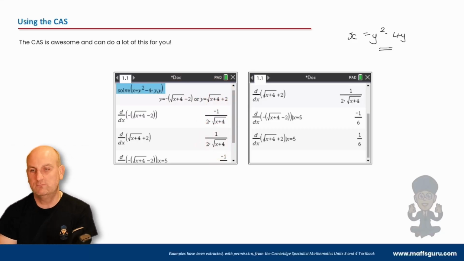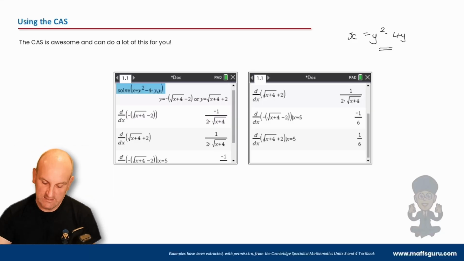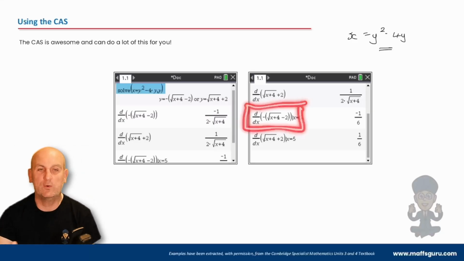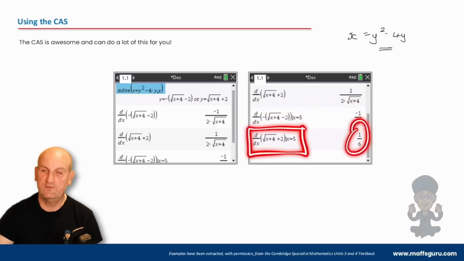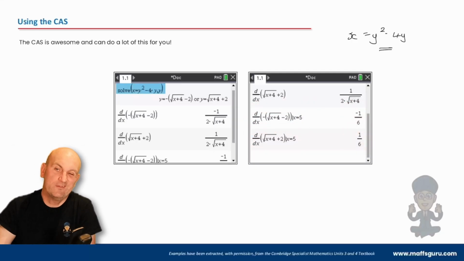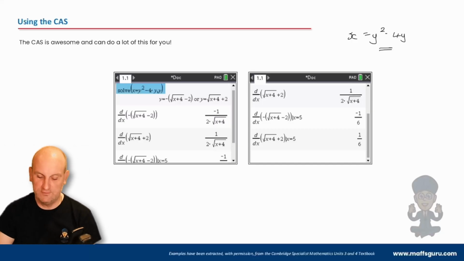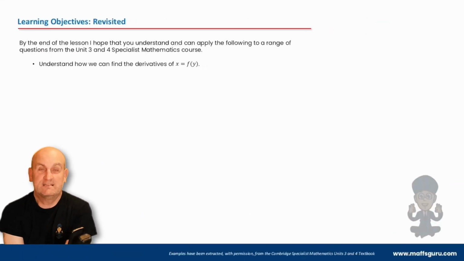What have I done then? Well, I've basically substituted x equals 5 into each of those. Because the question gave me x equals 5, substituting into one of them gave me minus 1/6, and into the other one gave me the value of 1/6. So use your calculator and know how to use it if you can. Pretty much, that's the lesson done.